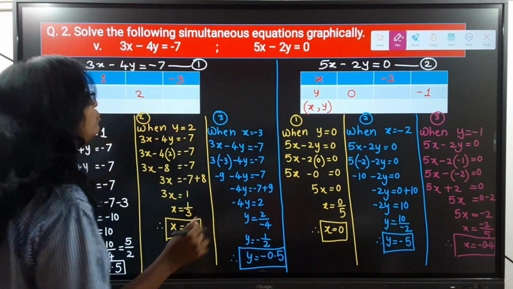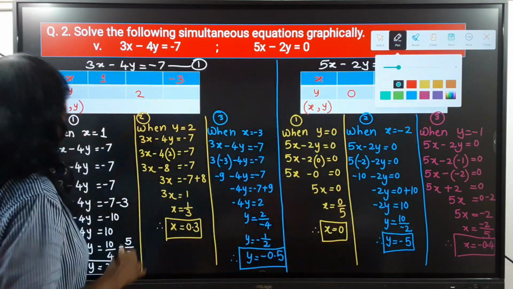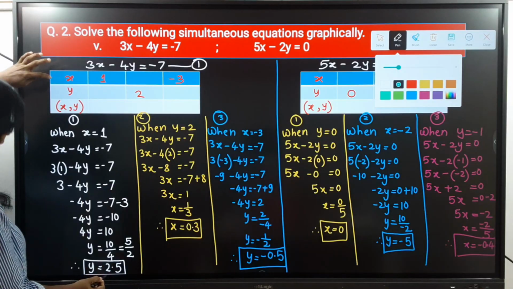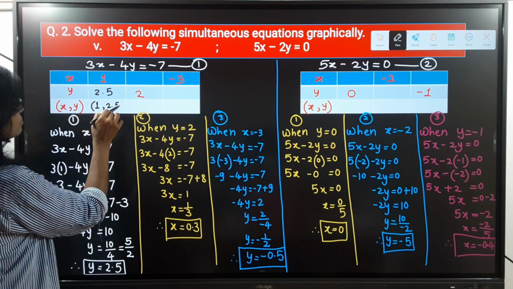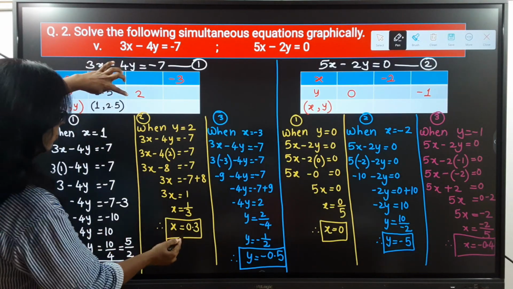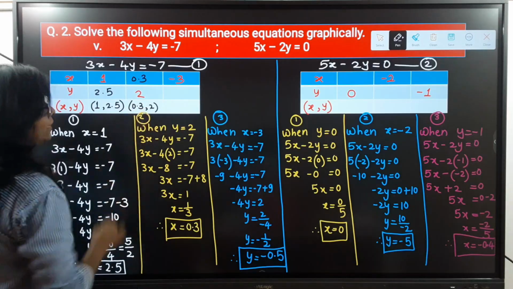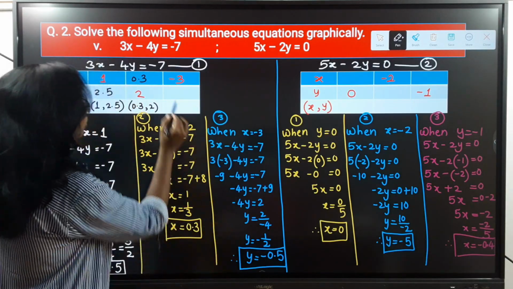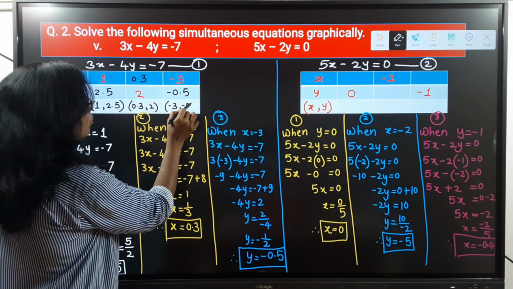In such a way we have to find out the values of the individual equations. Now here when x is equal to 1, y is equal to 2.5. So the coordinates are 1, 2.5. Then here when y is equal to 2, x is equal to 0.3. So the coordinates are 0.3, 2. Then the third one, when x is equal to minus 3, y is equal to minus 0.5. So the coordinates are minus 3, minus 0.5.